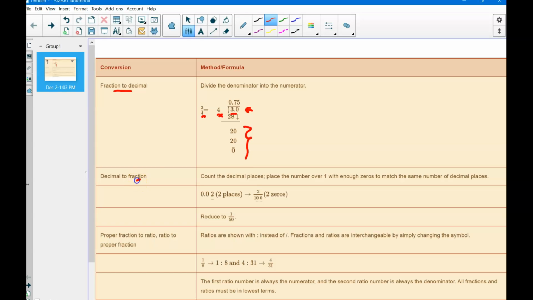Converting that decimal to a fraction, remember what we did? We used our decimal places, and there's 2 decimal places. The first one is tens, the second one is hundreds, and we place it over 100, and then we reduce.